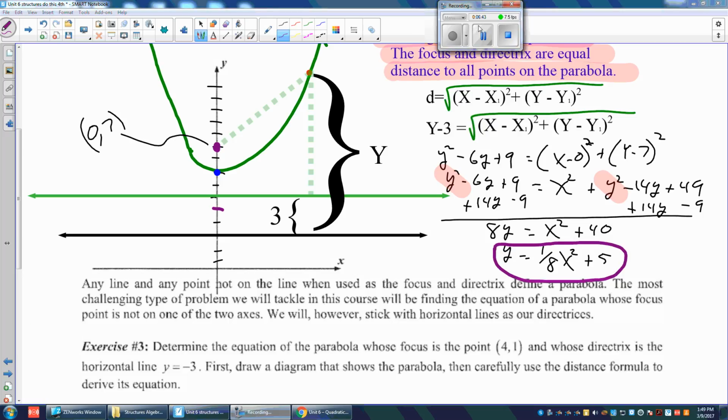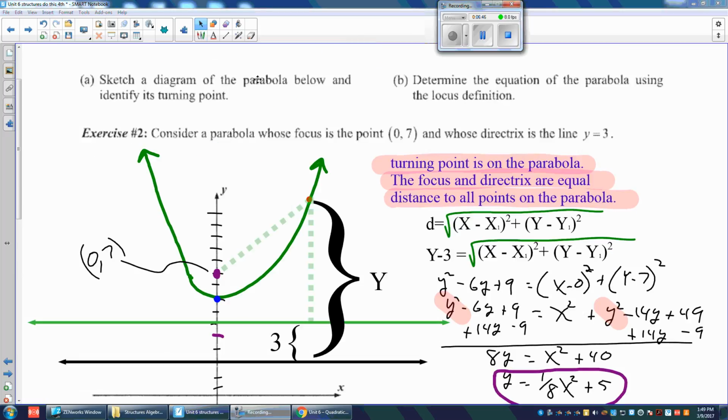You go back up, you read the question: sketch the diagram of the parabola below, identifying its turning point. I have not identified its turning point yet. There it is. The turning point is (0, 5). 1, 2, 3, 4, 5. Determine the equation of the parabola using the locus definition. Did it. Now let's look at the next problem.